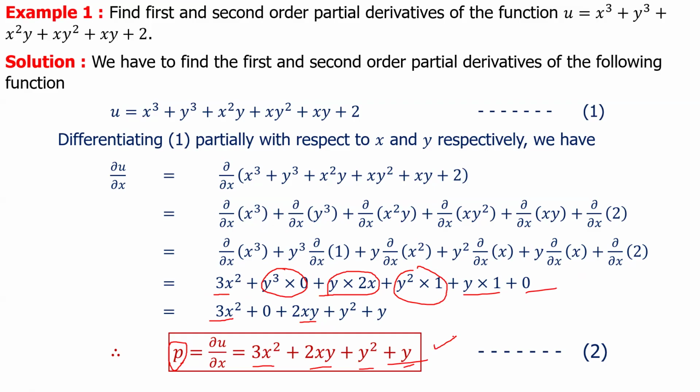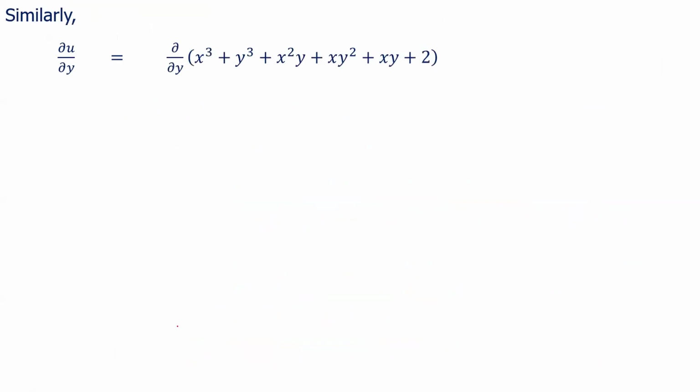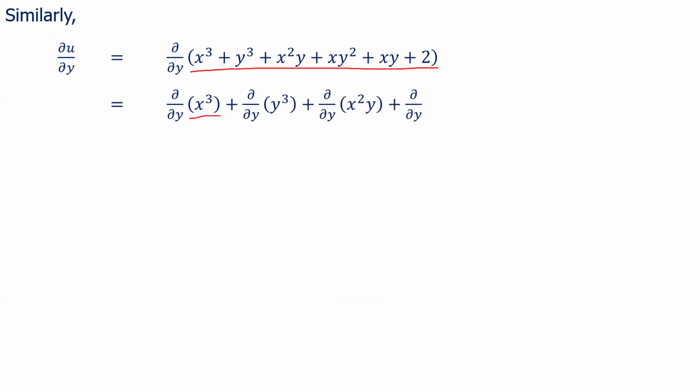Let us try to find the partial derivative of u with respect to y. Del u del y can be written as the partial derivative of u with respect to y. U is nothing but x cube plus y cube plus x square y plus xy square plus xy plus 2. So we can again write separately the partial derivative of x cube with respect to y, partial derivative of y cube with respect to y, partial derivative of x square y with respect to y, partial derivative of xy square with respect to y, partial derivative of xy with respect to y, and partial derivative of 2 with respect to y.